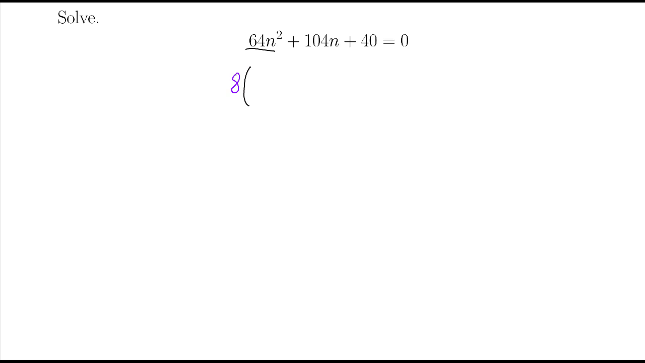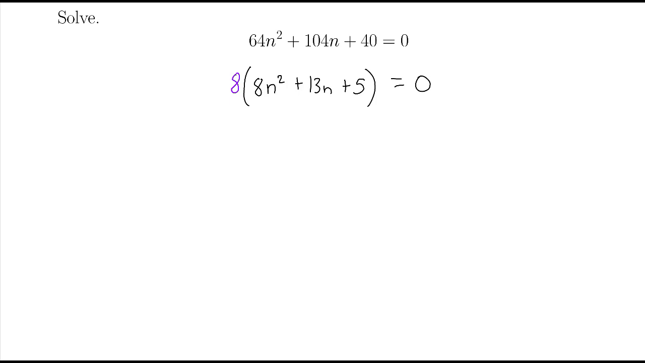Of course, factoring out means I'm dividing that number out and putting it on the outside of the parentheses. 64 divided by 8 is going to be 8, so we have 8n squared. 104 divided by 8 is 13, so that's going to be a 13n. And 40 divided by 8 is 5. And all that equals 0.